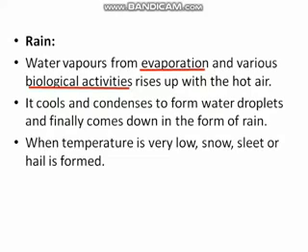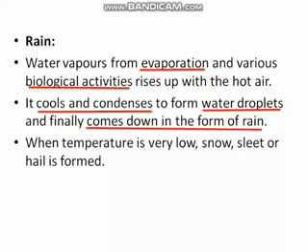the higher we go, the cooler it is. That means when they go high enough, there is low temperature, and in the low temperature, these water vapors cool and condense to form water droplets. And when these water droplets become heavy enough, they come down in the form of rain. And when the temperature is very low, these water droplets come down in different forms, like snow, sleet, or hail.